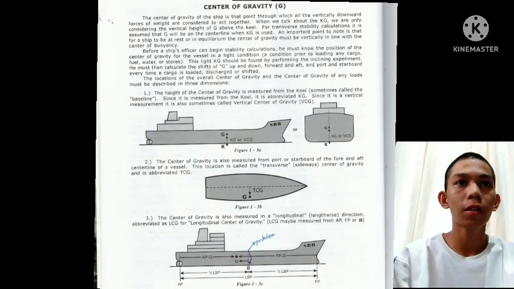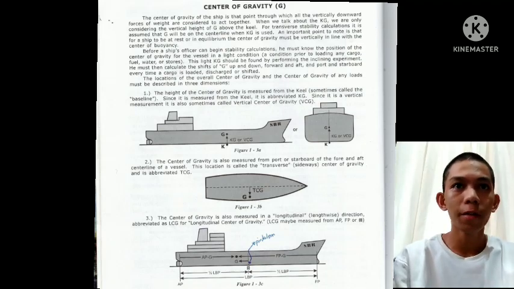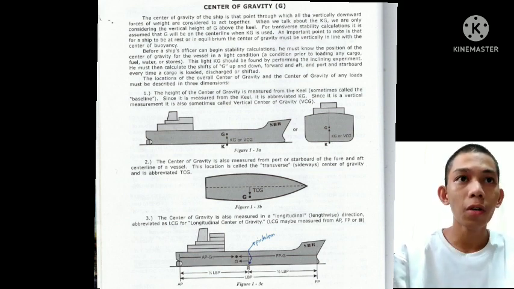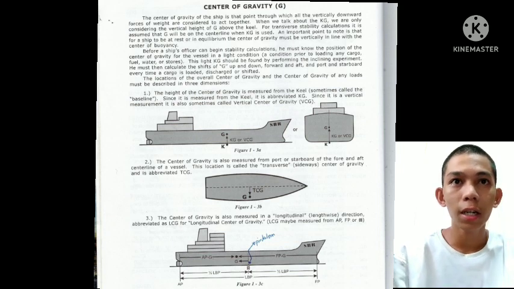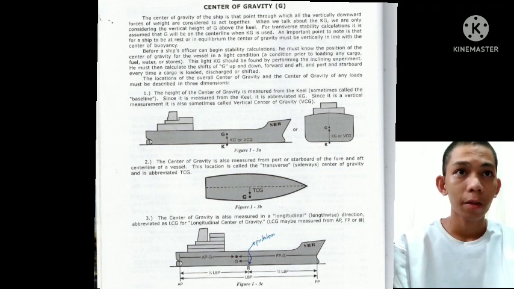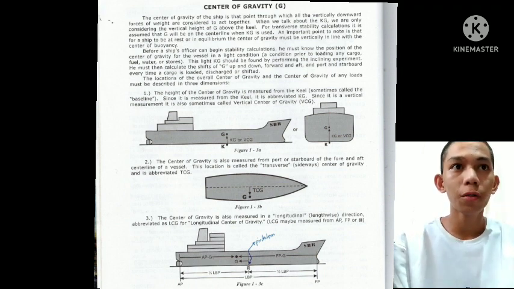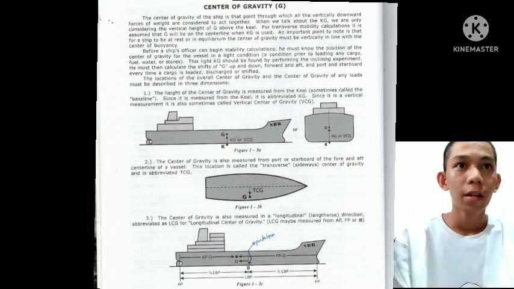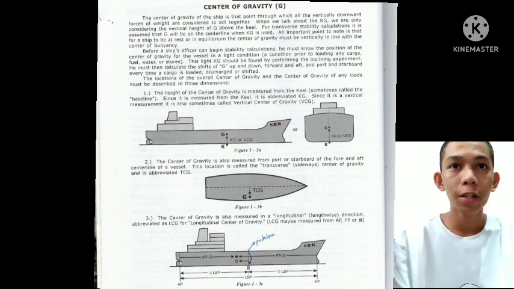Next is center of gravity. The center of gravity of the ship is that point through which all the vertically downward forces of weight are considered to act together. When we talk about the KG, we are only considering the vertical height of G above the keel. For transverse stability calculation, it is assumed that G will be on the center line when KG is used. An important point to note is that for a ship to be at rest or in equilibrium, the center of gravity must be vertically in line with the center of buoyancy.